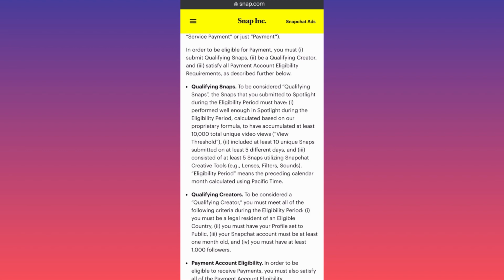Qualifying creators. To be considered qualifying creator, you must meet all of the following criteria below. Your country should be eligible. You must have profile set as public. Your Snap account must be at least 1 month old. And you must have at least 1,000 followers.